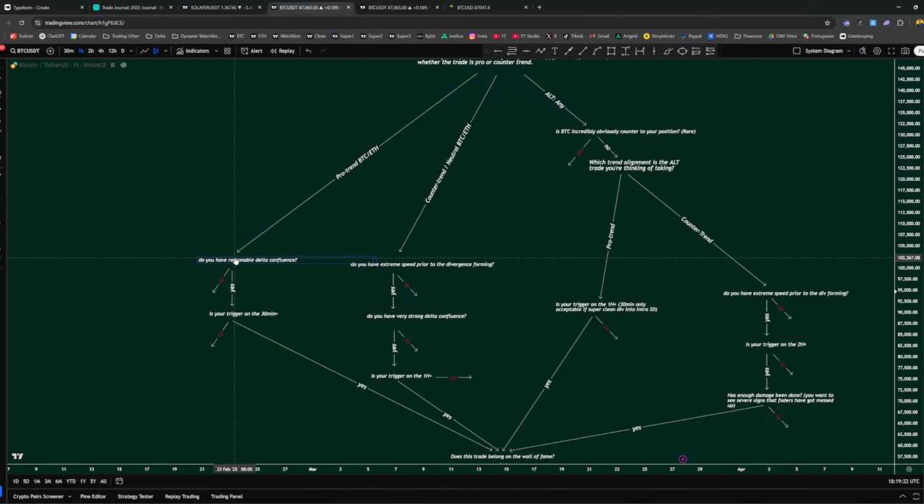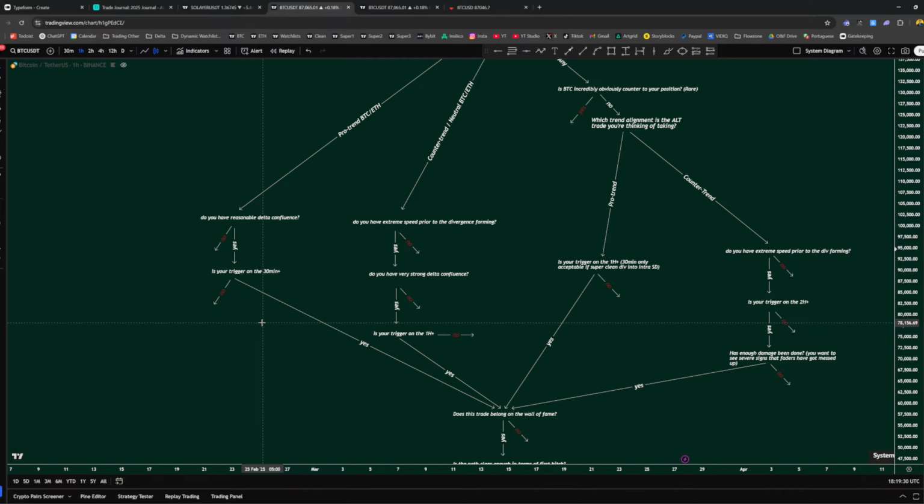Assuming I say yes to this, I have reasonable delta confluence, and I say yes to this, is the trigger on the 30-minute plus, i.e. I'm not looking at the 15-minute, the 10-minute, the 5-minute, etc. Then I can move on to, does this trade belong on the Wall of Fame?